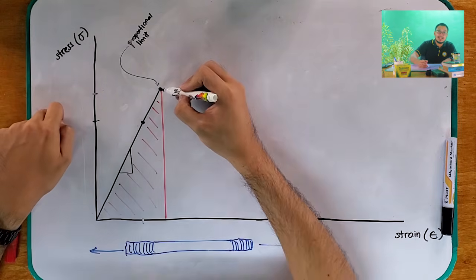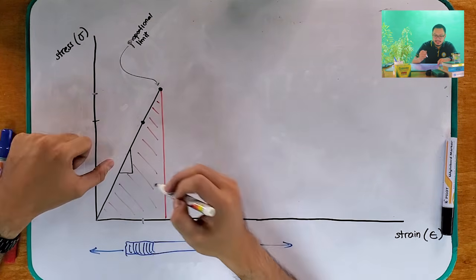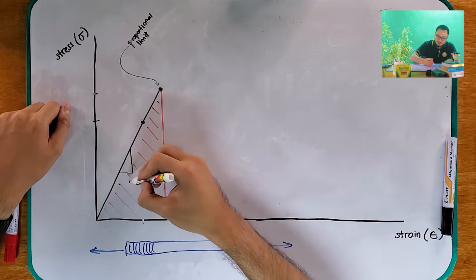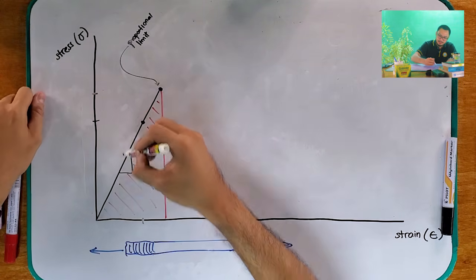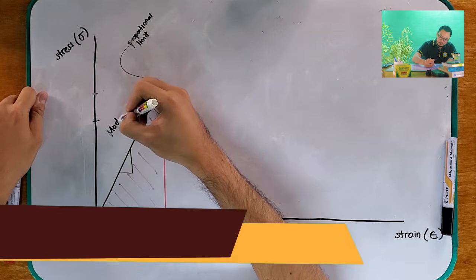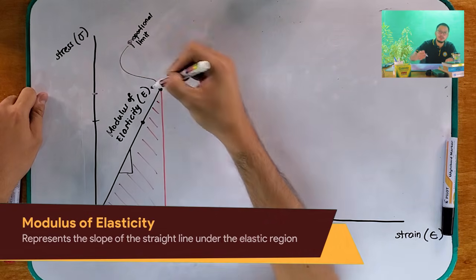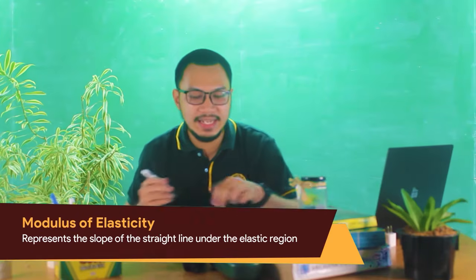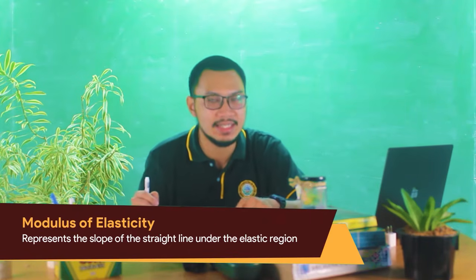Di ba, kay straight man ni siya nga line. And then you can create a slope out of this line. And this slope is just your modulus of elasticity or your E. So, kaning E, very important ni siya kay mugwas ni siya sa sunod na itong mga topics. Okay, so this is your modulus of elasticity.